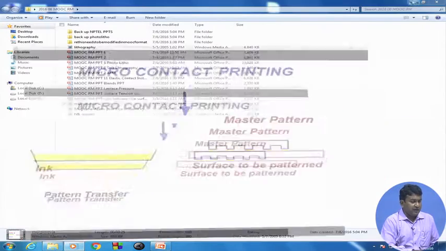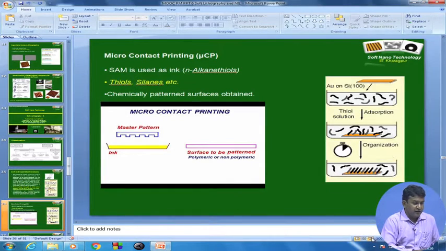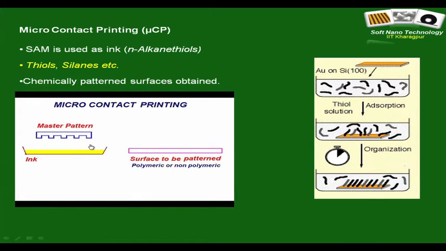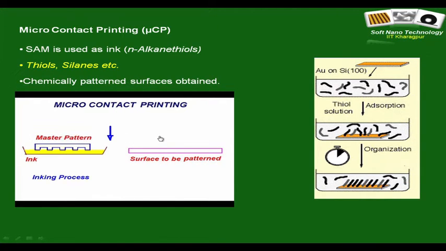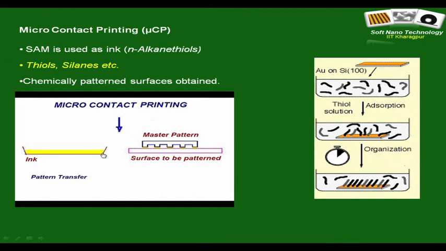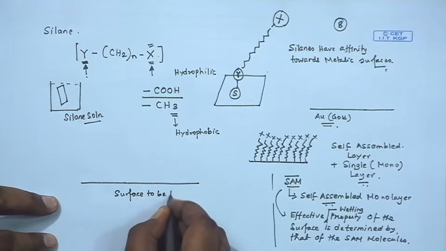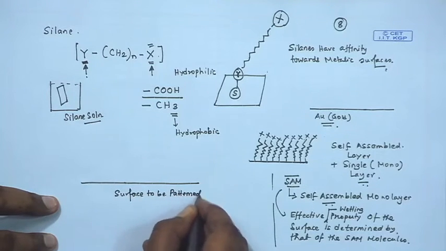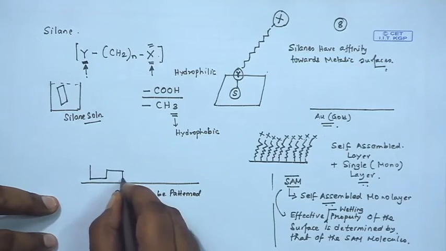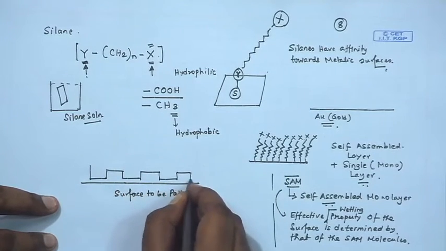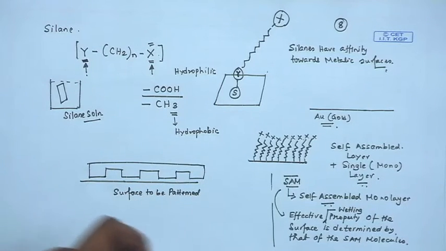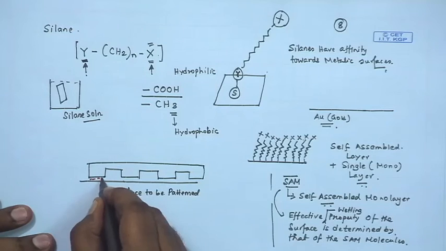What is the idea? The idea is very simple. Unfortunately, the movie is not working from here. Oh, it is working, great. Anyway, you had an exaggerated view, which is good. When you bring it in and place it in contact, so here is your surface to be patterned, and here you bring in your stamp, which is wet with the silane solution. So, here is the critical step. It is actually wet all over.